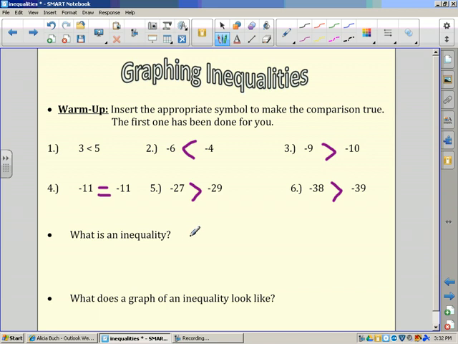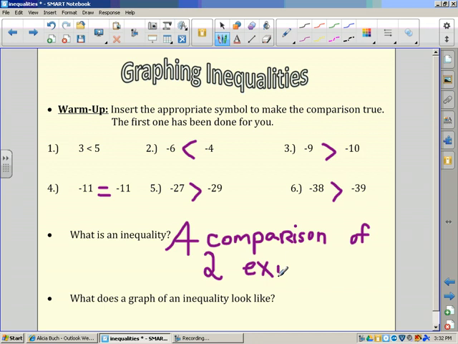And we defined this in our vocab chart back at the beginning of our unit. So let's go ahead and paraphrase and rewrite this here. What is an inequality? Write this down with me. A comparison of 2 expressions. I'm trying to write here with my mouse, so that's the clicking that you might hear.